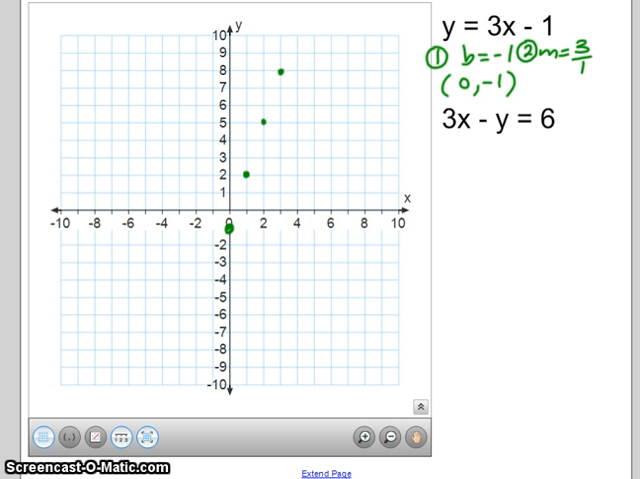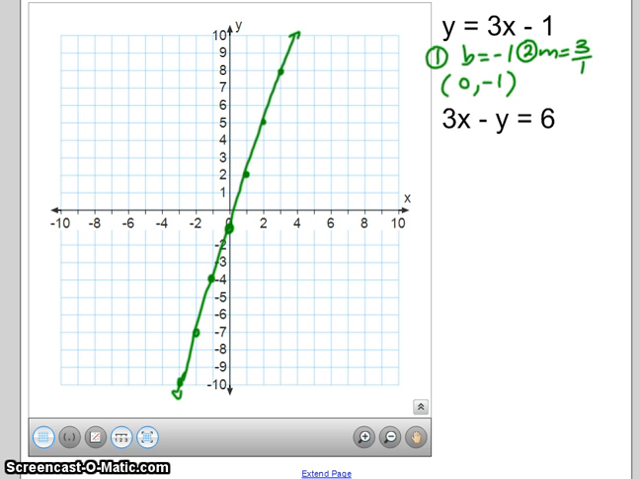Alright, and remember, you can always go in reverse. So instead of up 3, 1 to the right, you could go down 3, 1 to the left. Down 3, 1 to the left. Draw your line through the points. Alright, there's our first line.